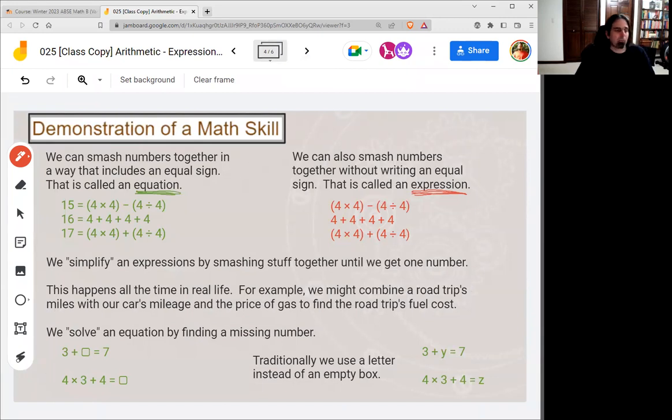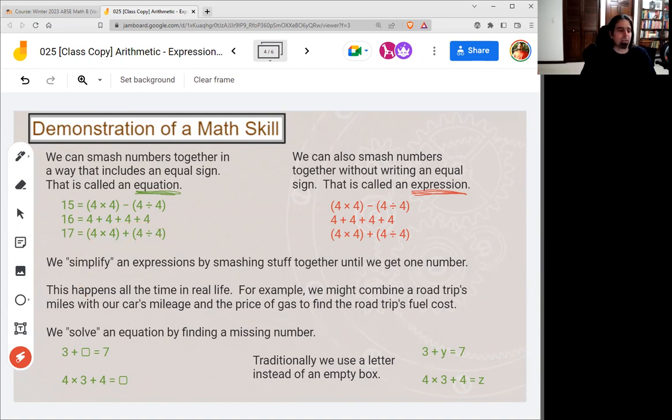The reason we did that kind of review of the invisible fairy race type of thinking is to talk about equations and expressions. If we smash numbers together in a way that has an equal sign, then we call it an equation. So this top thing is one equation. Here's another equation, and here's a third equation. Equations have something to the left of the equal sign and something to the right of an equal sign.